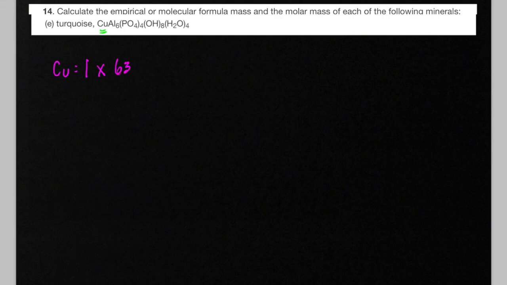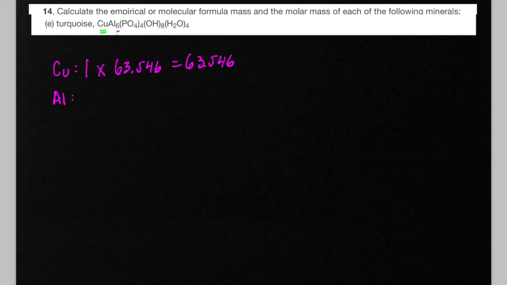So copper is element number 29. It has an average atomic mass of 63.546. And I'm using the numbers from the ptable.com. You can print out your own periodic table there.